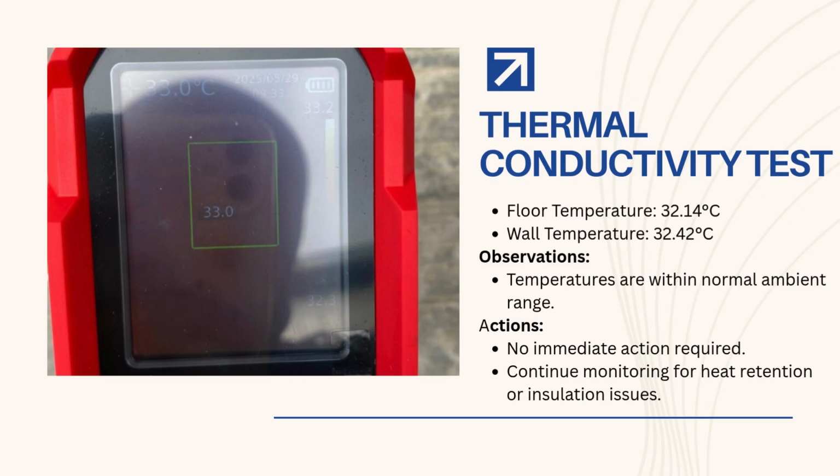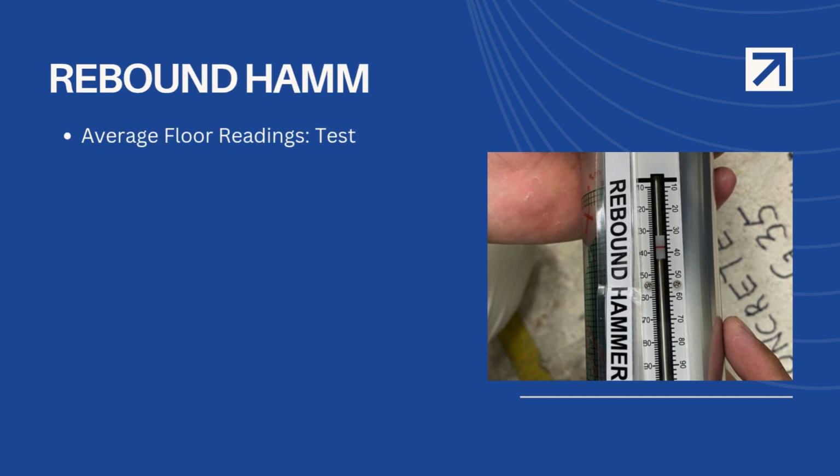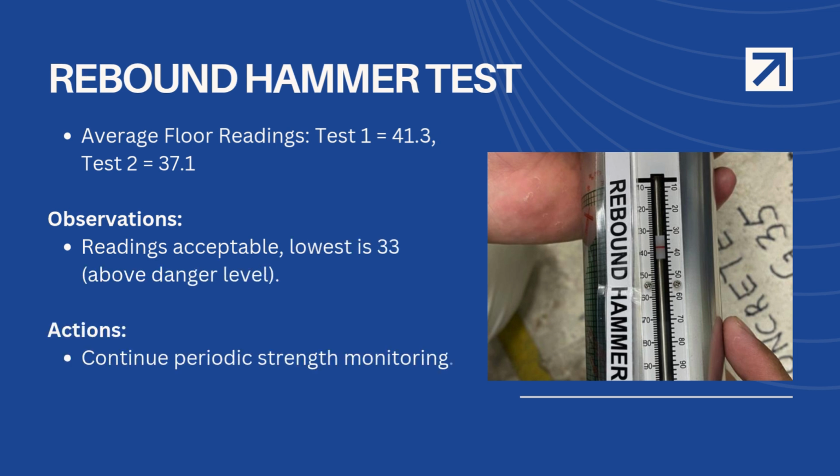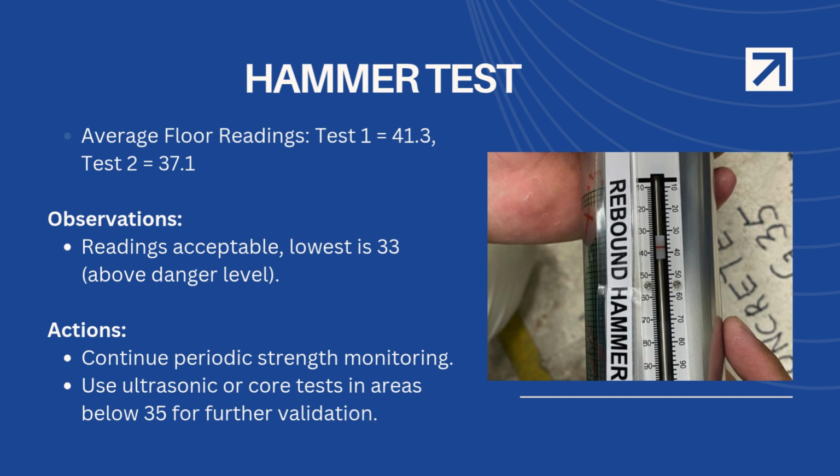Floor and wall temperatures were around 32 degrees Celsius, which is normal. No action is needed now, but we'll keep monitoring for any insulation or heat issues. Rebound readings averaged 41.3 and 37.1, with the lowest at 33, still above the danger level. We'll continue regular monitoring and use further testing for areas below 35.